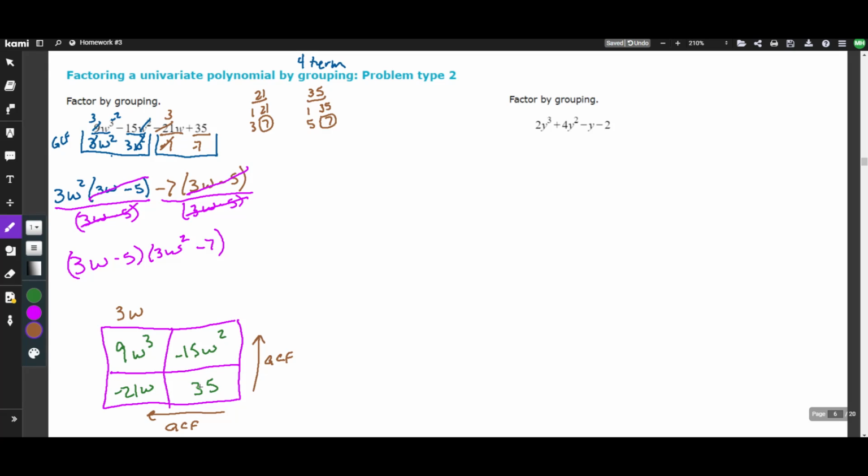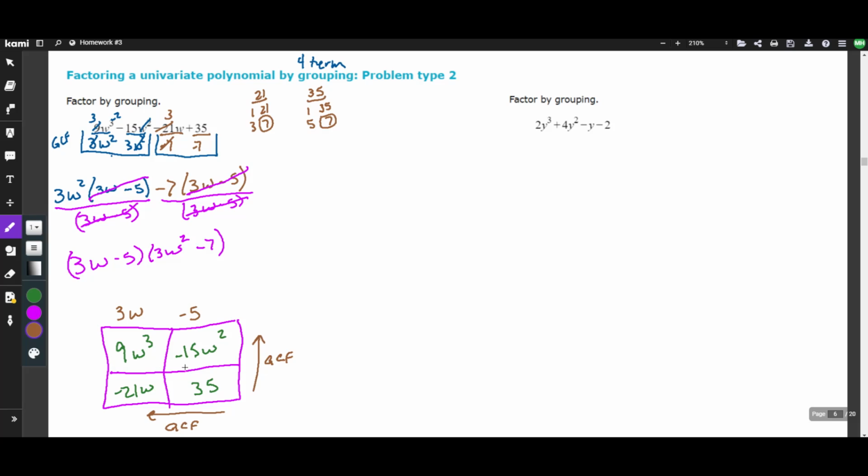The next column, I have a negative 15 and a 35. The biggest number that goes into both of those is 5, and I'm starting with a negative, so I'm going to divide out a -5. That's a GCF. And they don't have anything else in common. The top box has a W, the bottom does not. So that is all I can pull out here.